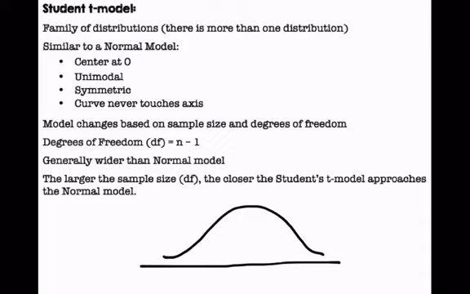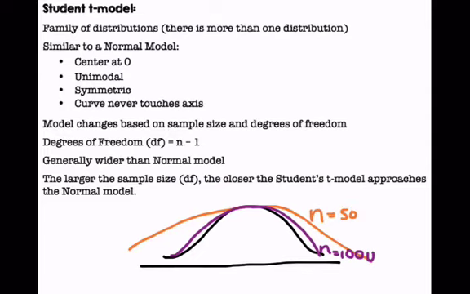So if we look, here's a normal model. Here's a t distribution when n is 50. Here's a t distribution when n is 1,000. So if n was 100, it'd be somewhere in between. So it gets closer and closer to a normal model with more samples.